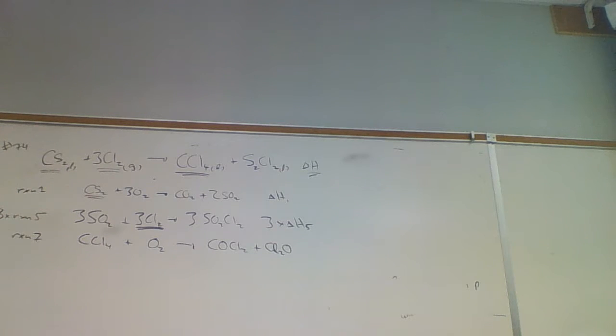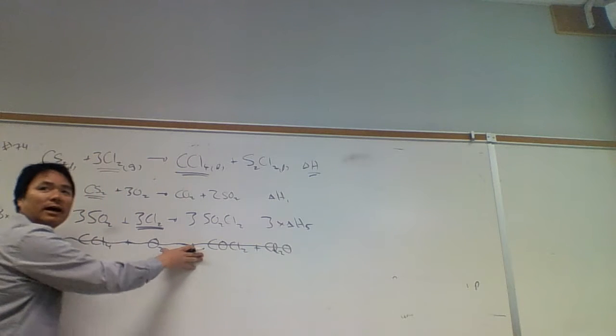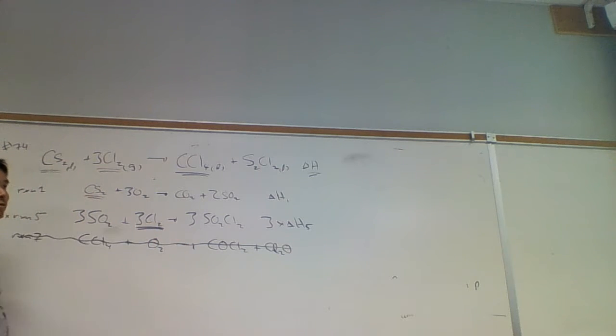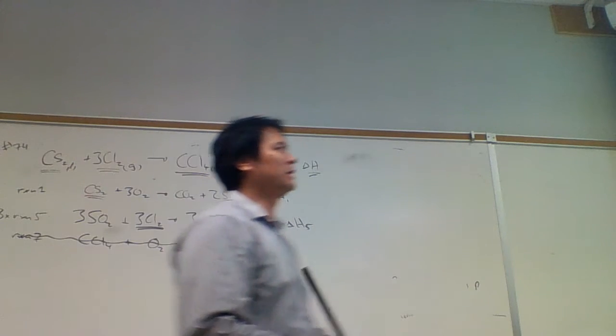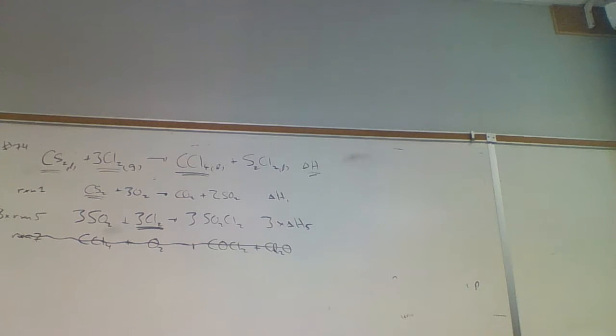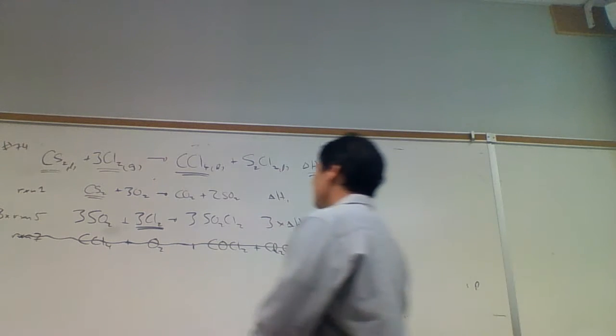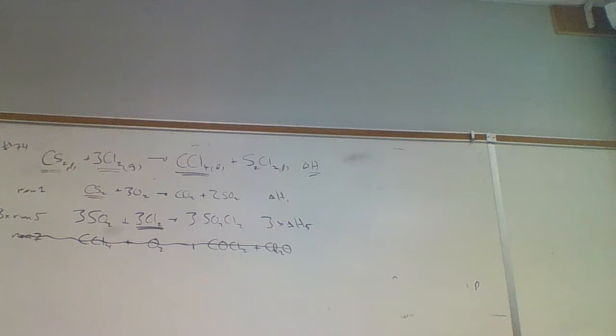Now all I worry about, this is wrong because this CCl4 is on the wrong side. I need a CCl4 on the product side. No second one, no third one. And so I don't want this one. I could use this one if I switch it, reverse it, but you know what? Why bother? Because this one's already correct. And so let's go ahead and use reaction 3.